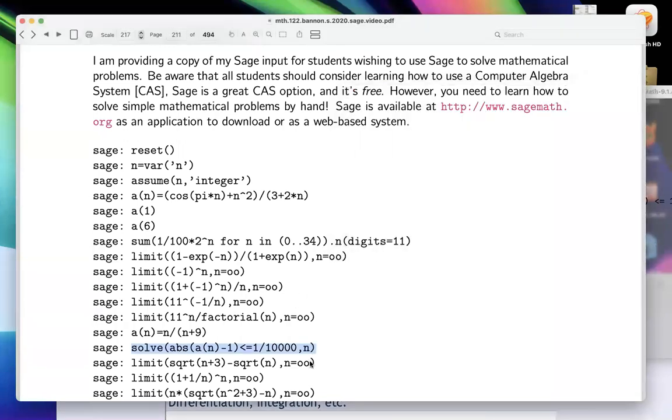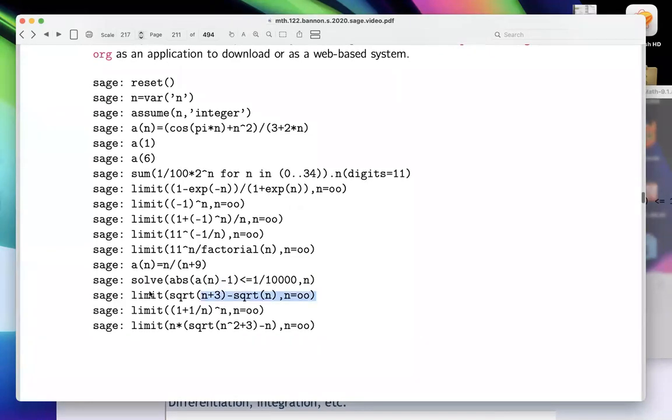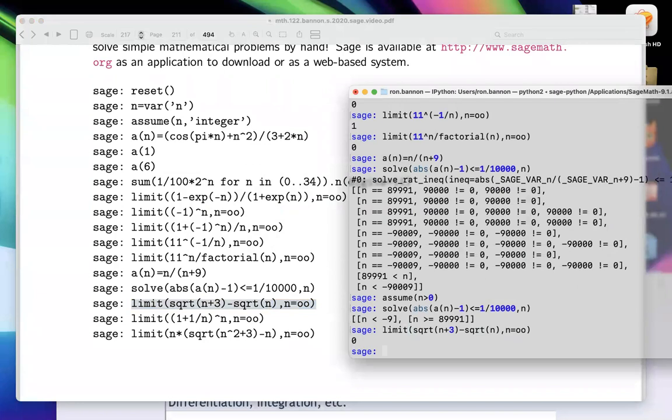Let's take a look at this one over here. Another limit problem. Like a copy paste. Let's see what happens. 0. Does that make sense? Yeah, I think we've done that one before, right? And what am I saying? As n goes to infinity, the square root of n plus 3 and the square root of n look identical when you go towards infinity. So their difference would be 0.